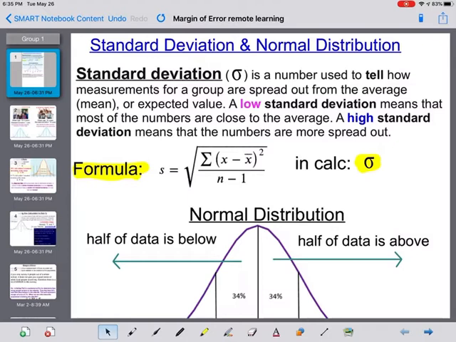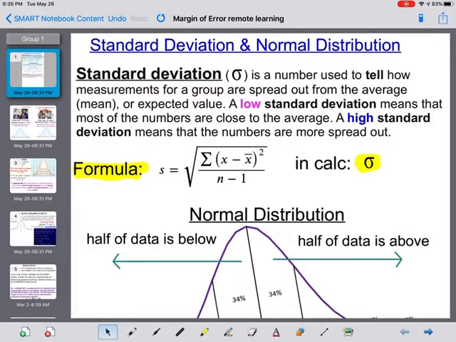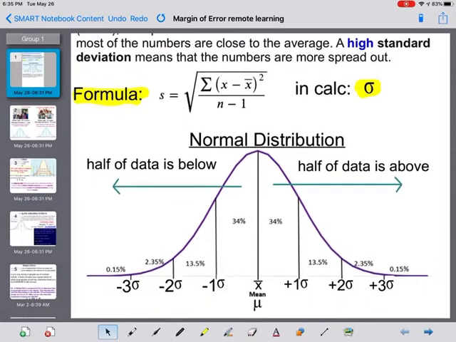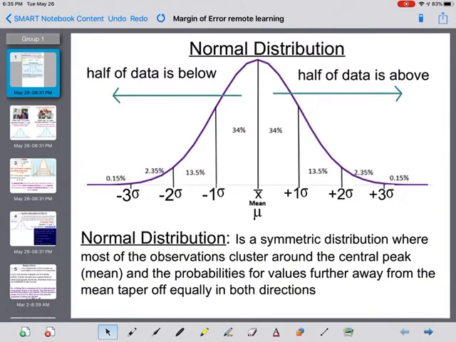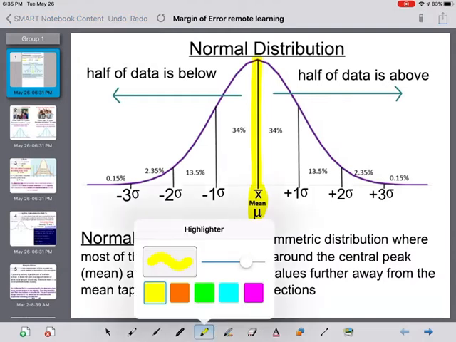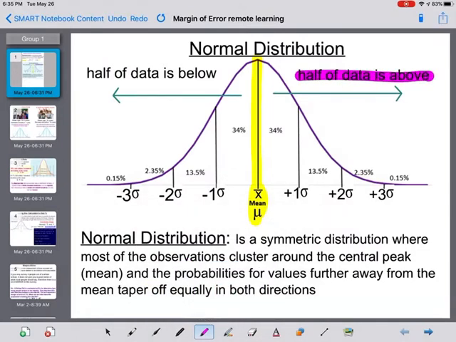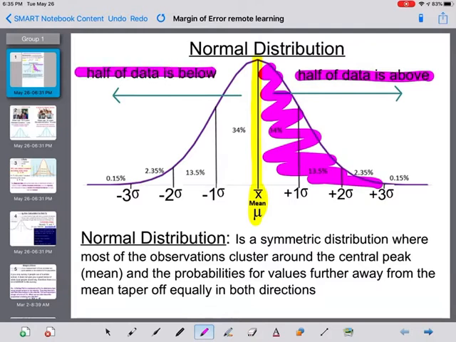Okay. Normal distribution. So normal distribution is where you have the average right here. Okay, so this is the average. And those are both symbols that mean average. So this is the average right here. And we're saying that half of the data is above. Okay, so that's everything over here. And then half of the data is below. So that's what normal distribution means.